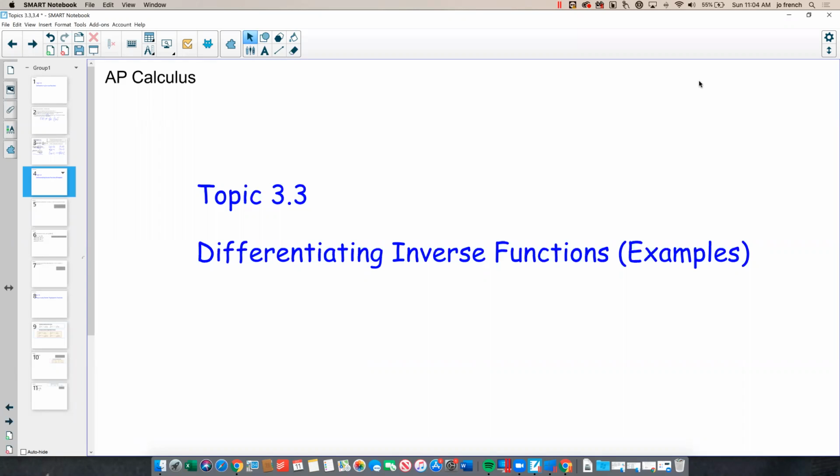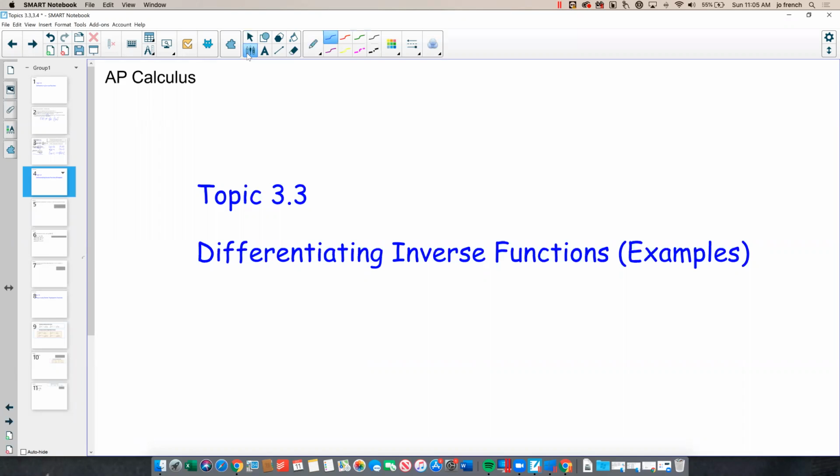And this is our follow-on video for topic 3.3, differentiating inverse functions, where I'll be going over some examples. So let's start by remembering what we discovered about functions and their inverses and their derivatives.